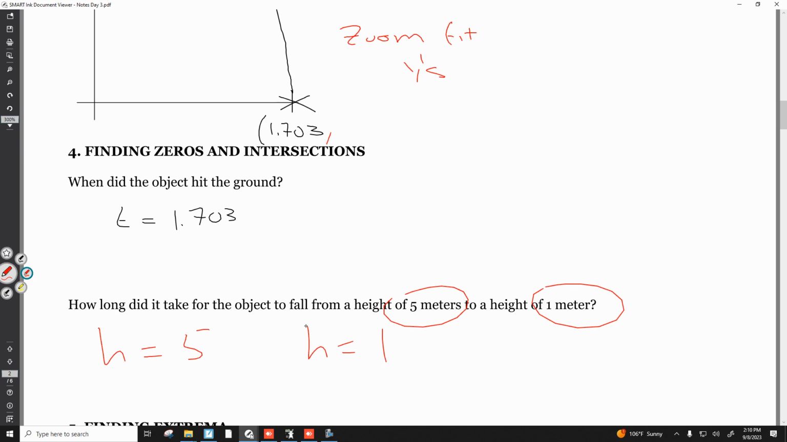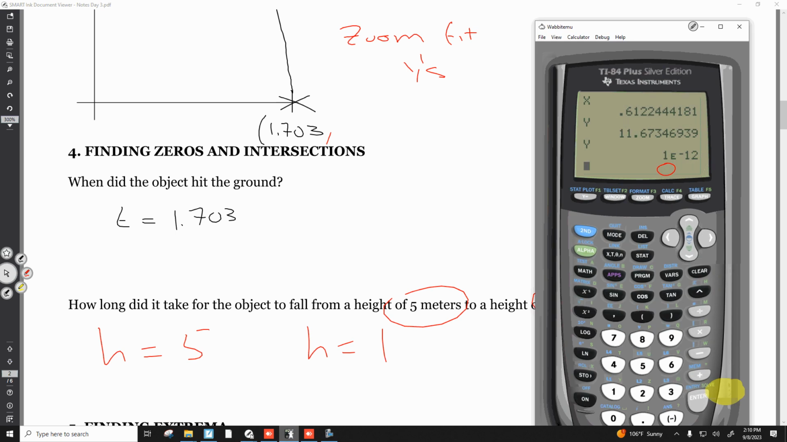Can't trace it. That doesn't help me. Y equals 5 and y equals 1. Guys, how do you solve equations? You can graph y equals. You can find the intersection. Boom. Enter, enter, enter. Save that x.